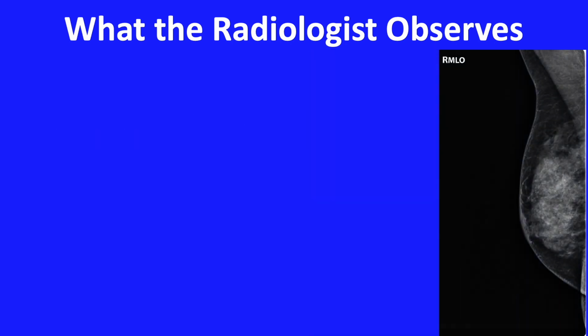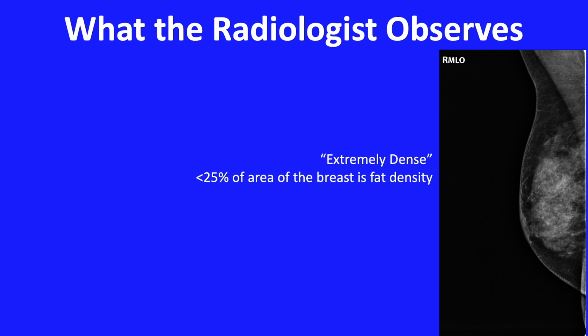Finally, let's look at an example of an extremely dense breast. In these cases, less than 25% of the area of the breast is fat density. One can easily see how a small mass with the same radiographic density as this extensive fibroglandular tissue could be obscured.